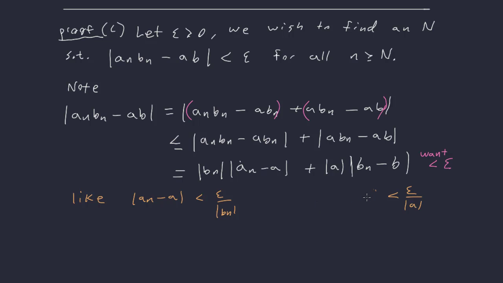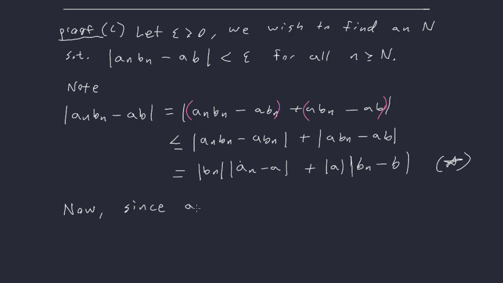Okay, so let's approach those. Okay, so I'm going to call this statement here star, that the absolute value of an bn minus ab is less than or equal to this. All right, so we'll come back to that. Now, since an converges to a and bn converges to b, we can say a lot of different things.